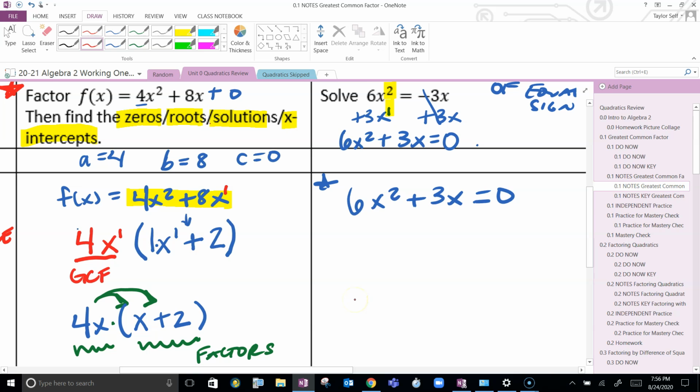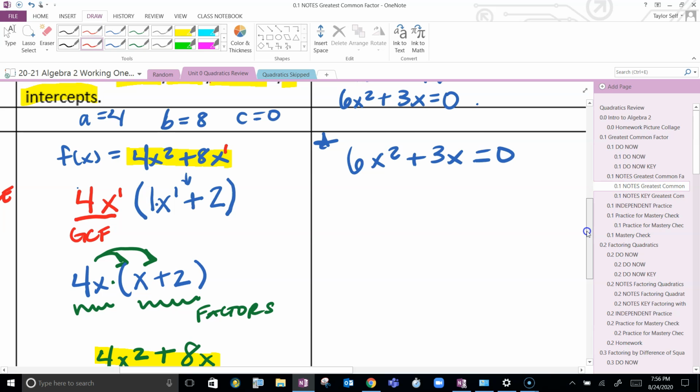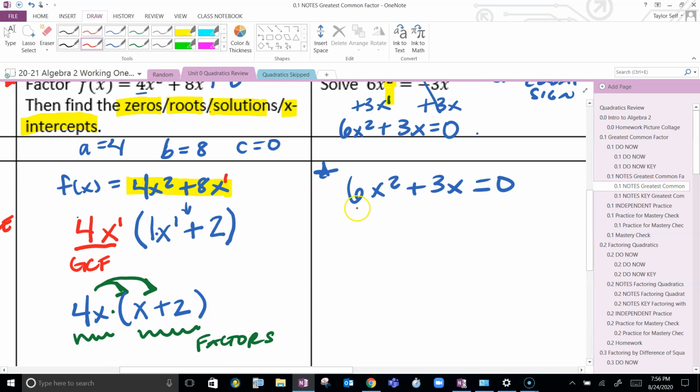Okay, now that you've tried on your own, it's time to check. Did you do it right? The GCF, remember, is the largest number that goes into both numbers. What is the biggest number that goes into 6 and 3? It is 3. So we're going to take that out in front. We're also going to take the smallest number of x's. This one has 2, this one has 1. Which one's smaller? 1. So we're going to take 1x out.